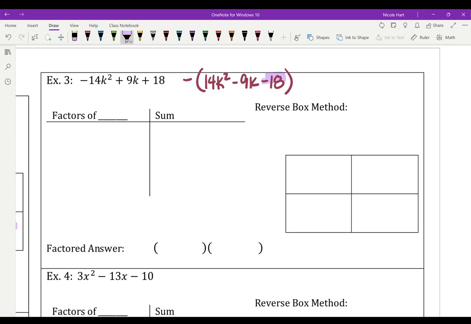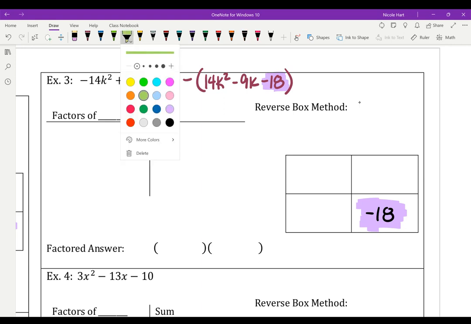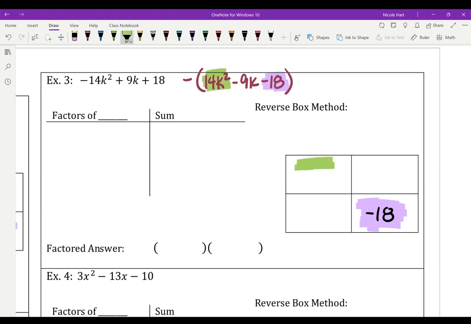Now our last term is going to go in the bottom right hand, so -18. And our first term, that 14k squared, is going to go in the upper left corner. 14k squared. And then for our factors, we are going to multiply those together. So we have 14 times -18. This is going to give us big numbers. That's going to be -252. I'm definitely going to use my calculator for this one.